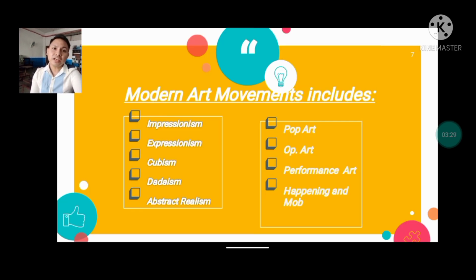So here are the modern art movements. We have the Impressionism, Expressionism, Cubism, Dadaism, Abstract Realism, Pop Art, Optical Art, Performance Art, and lastly, Happening and Mob.